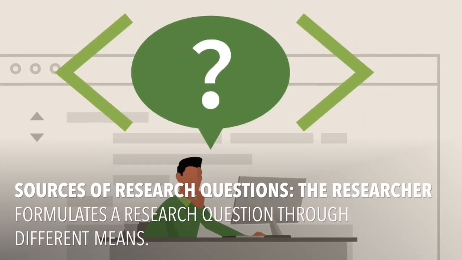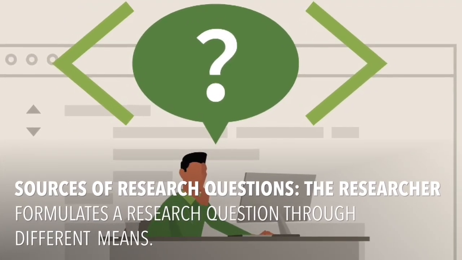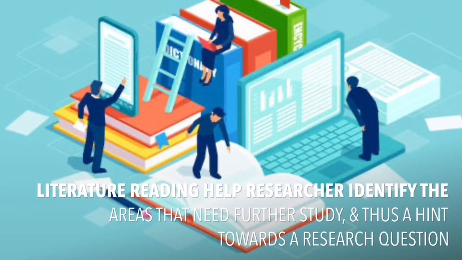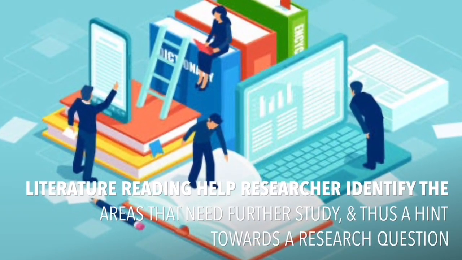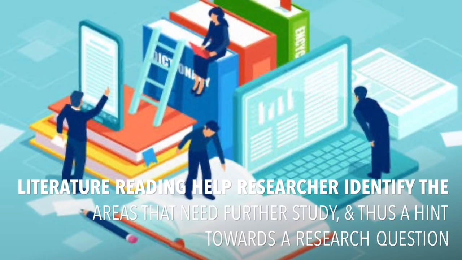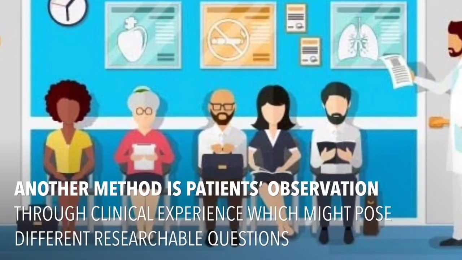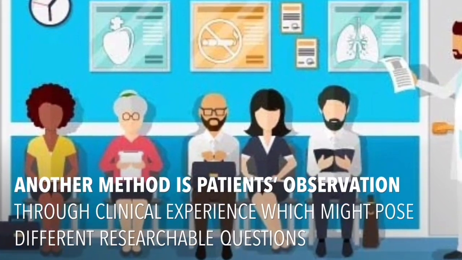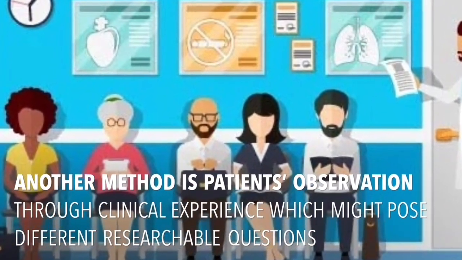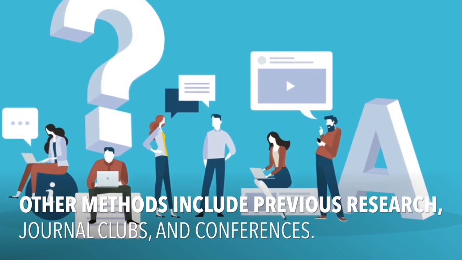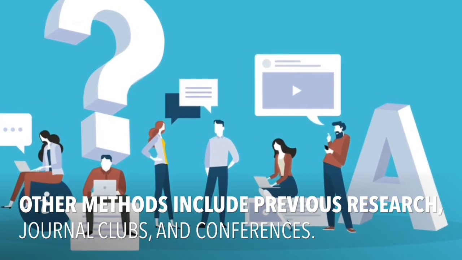The researcher can formulate a research question through different means. Literature reading might help a researcher identify the areas that need further study, and thus a hint towards a research question. Another method is patient observation through clinical experience, which might pose different researchable questions. The question could also arise from previous research, journal clubs, or conferences.